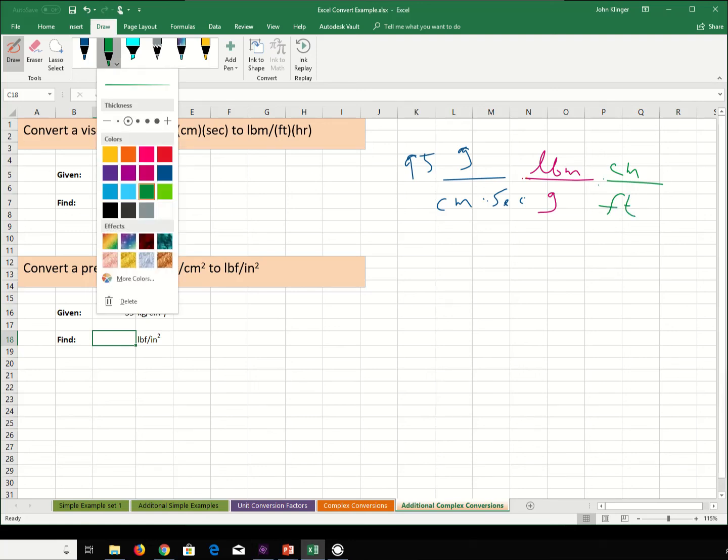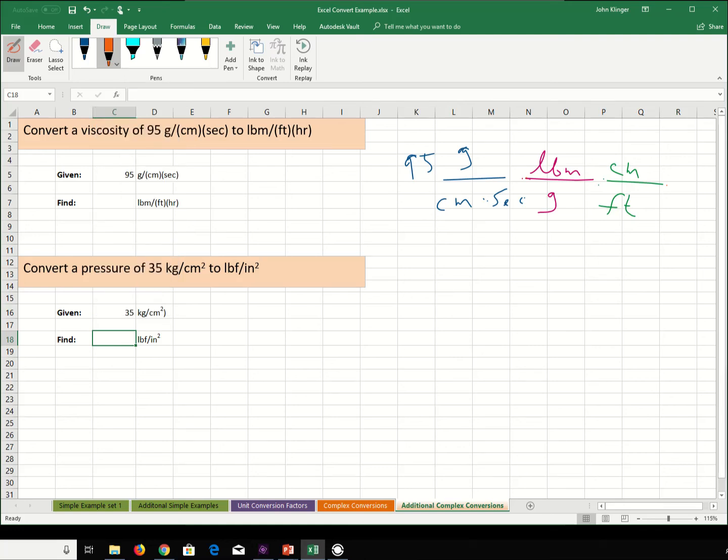All right. Now I need another conversion factor for the seconds. I want to get rid of the seconds. And in the denominator, I need hours. So there I have 1, 2, 3, 4 conversion factors that I'm going to use. Okay. So let's type this up. Let's put this in and see if we can get this to work.